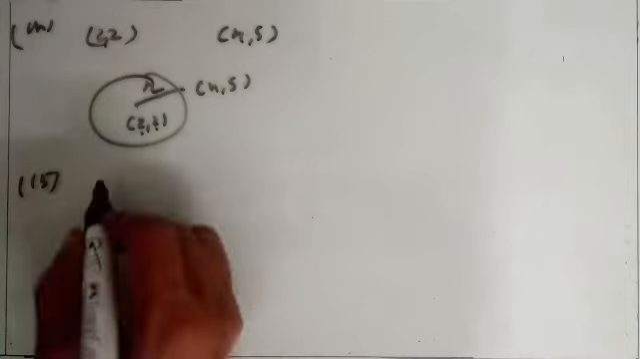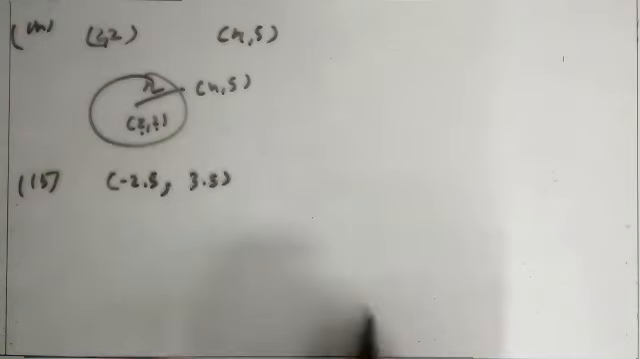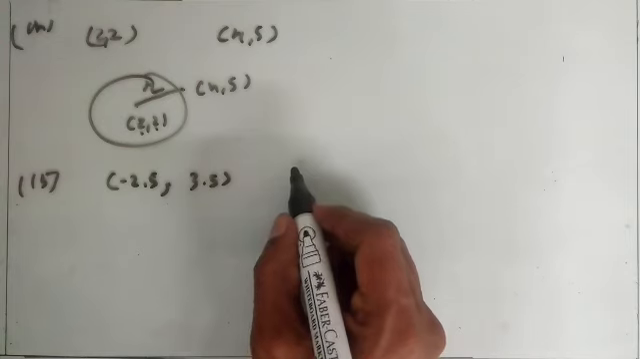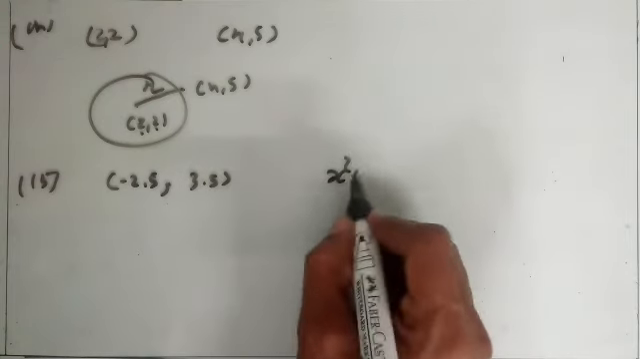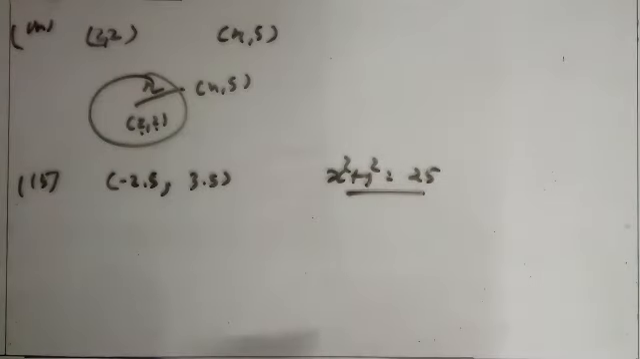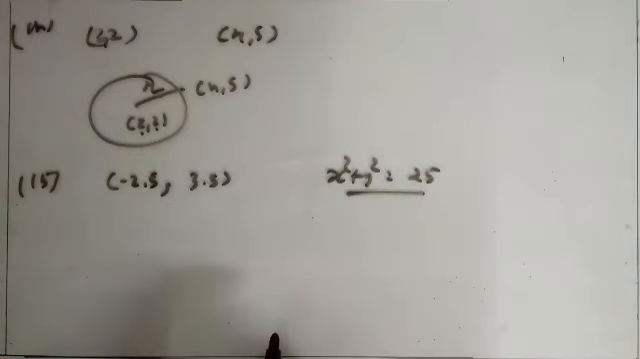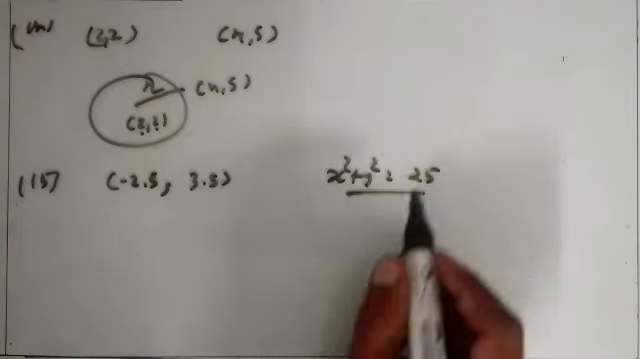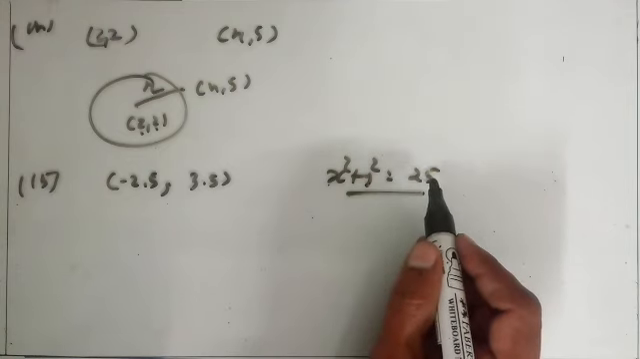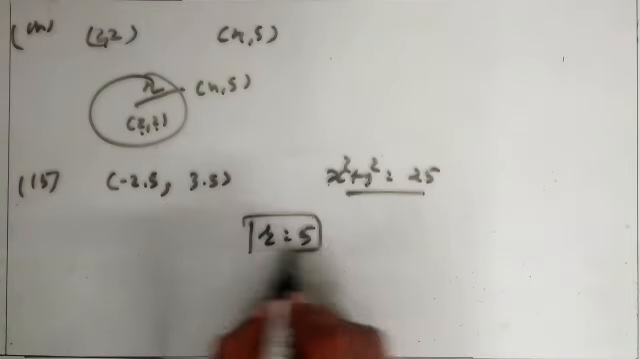Now question number 15. Does the point (minus 2.5, 3.5) lie inside, outside, or on the circle x square plus y square is equal to 25? First method, find the radius of the circle. Here x square plus y square is equal to 25. The radius of this circle is r square is equal to 25, so r is equal to 5. We get the radius of the circle.